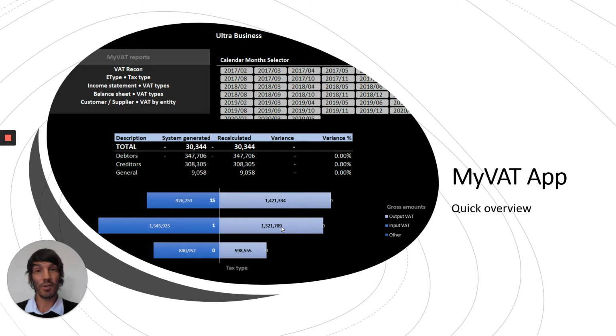My name is Alec Candiotis, and I want to show you a quick overview of the MyVAT app today. The purpose of MyVAT is to give a person that nice grip of data that they need on transactions within any Pastel Partner, Pastel Xpress, or Sage 50 cloud environment.